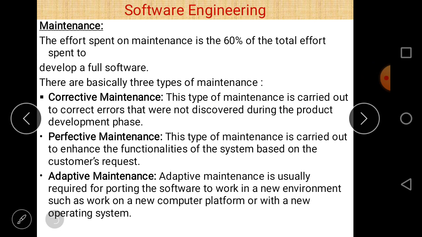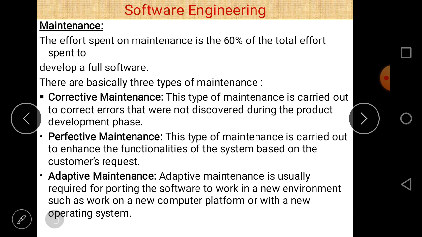Perfective maintenance means this type of maintenance is carried out to enhance the functionality of the system based on customer requests. Sometimes the customer wants a certain requirement which is not part of the software we delivered, then we can maintain the software. This type of maintenance is called perfective maintenance.